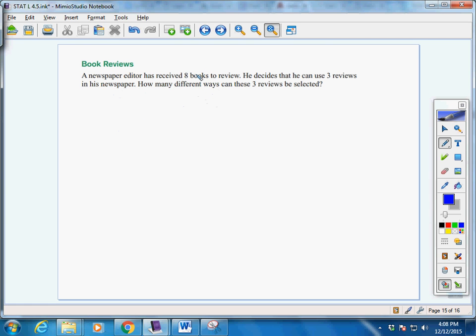Looking at an example here, it says a newspaper editor has 8 books to review. He decides that he can use 3 reviews in his newspaper. How many different ways can these 3 reviews be selected? Now, order doesn't matter. If you have review A, B, and C, that's the same thing as review B, A, C. There's not an order. Something doesn't have to come first. So it's going to be a combination, and we have 8 objects taken 3 at a time.